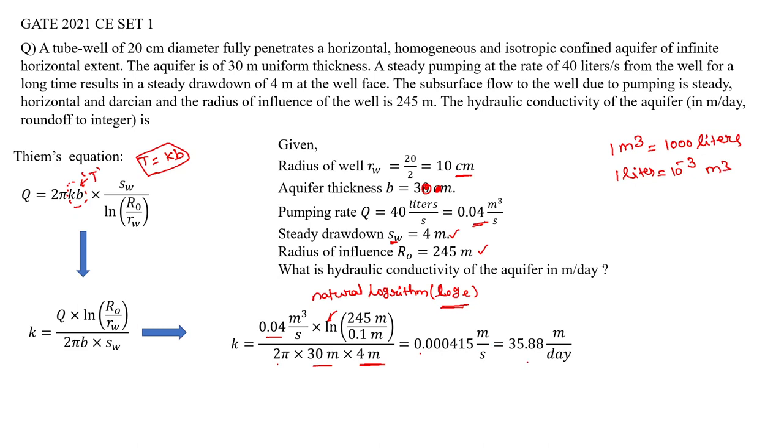So we'll get a value of 0.00415 meter per second. But they have asked to calculate in meter per day. So how will you do it? 0.00415 into 24 into 60 into 60. You can always remember 24 into 60 into 60 is 86400. I hope it is clear. You can verify this answer. The answer is 35.88 meter per day. That is the hydraulic conductivity of this particular aquifer.